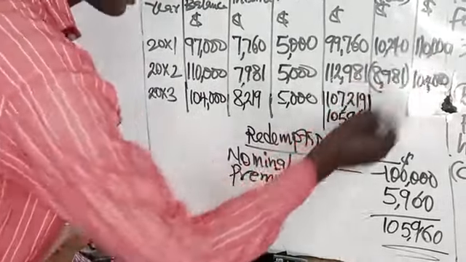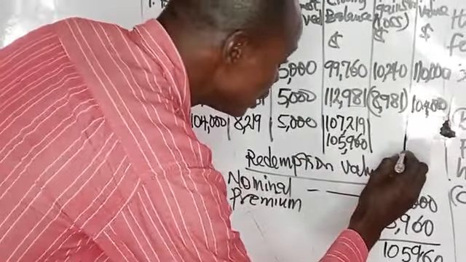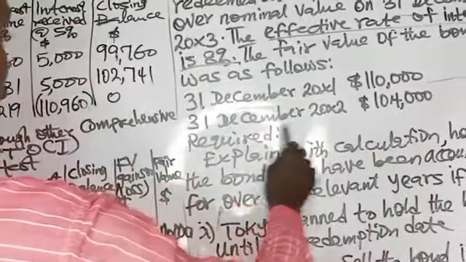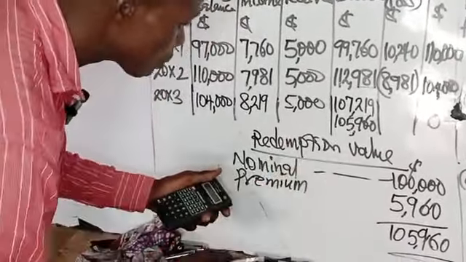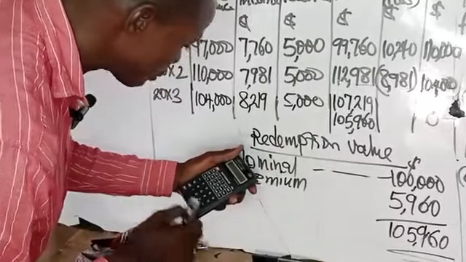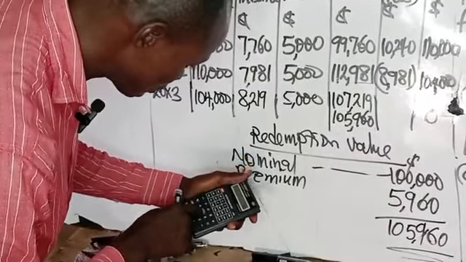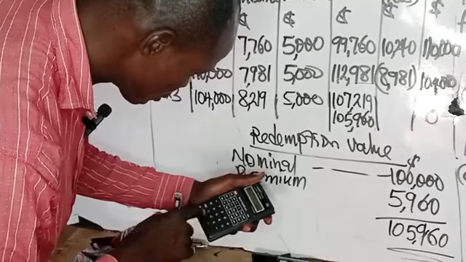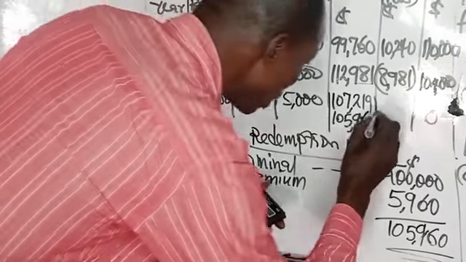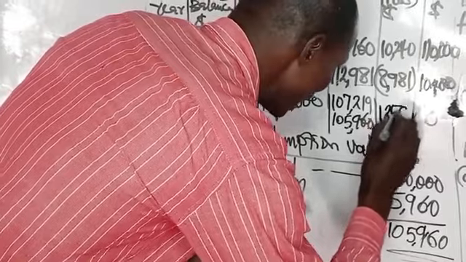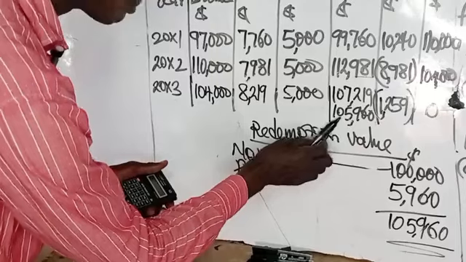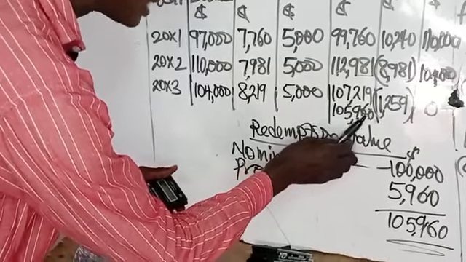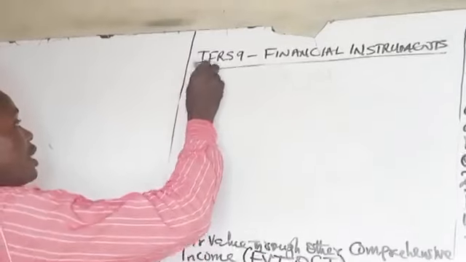The fair value at the end of the period is nil because you are not given the fair value in 20X3. That is nil. So that is why I put 0 there. The difference between this and this is 1,259. That is the fair value deficit. The difference between 107,219 and 105,960.